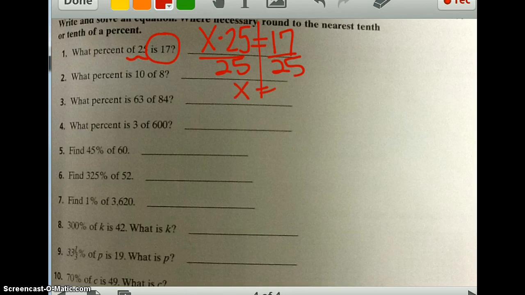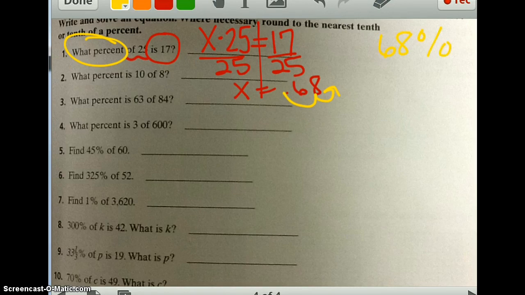So you pull open your handy dandy calculator and you say, all right, 17 divided by 25. That gives me 0.68. The problem is it says what percent. This right here is a decimal. Percent is always out of 100, so I'm not done yet. I've got to multiply over, and so I get 68%.